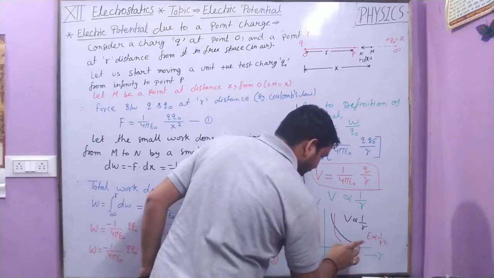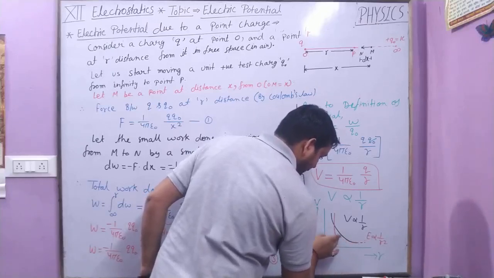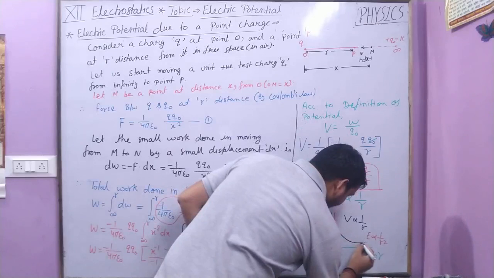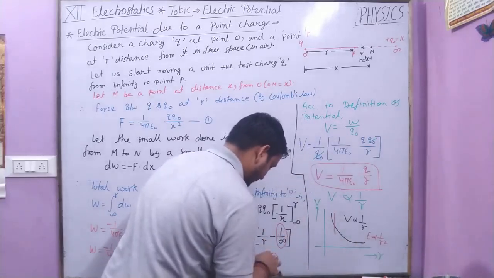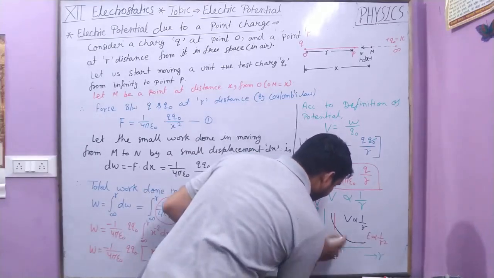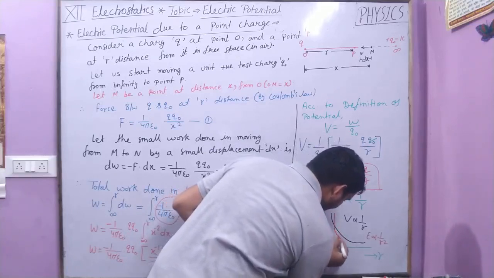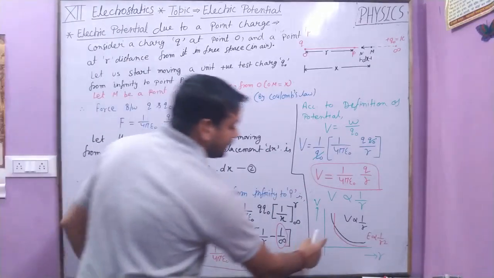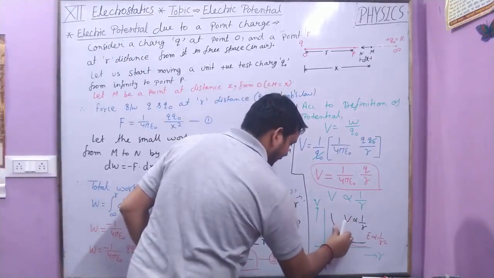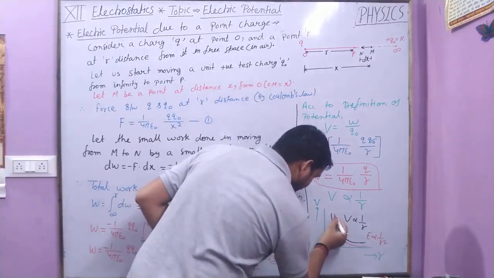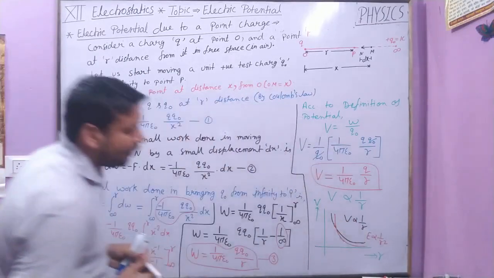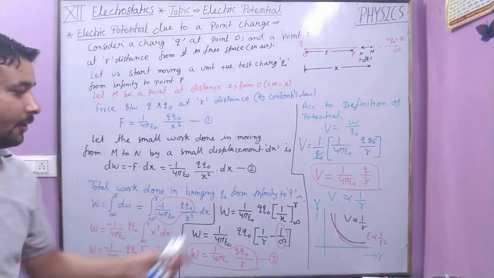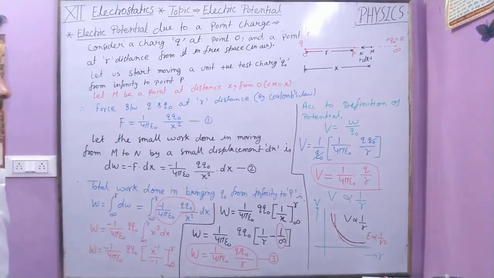This graph is actually in such a way. This is the electric field due to a point charge, and the black one is the electric potential due to a point charge. Just note this expression.